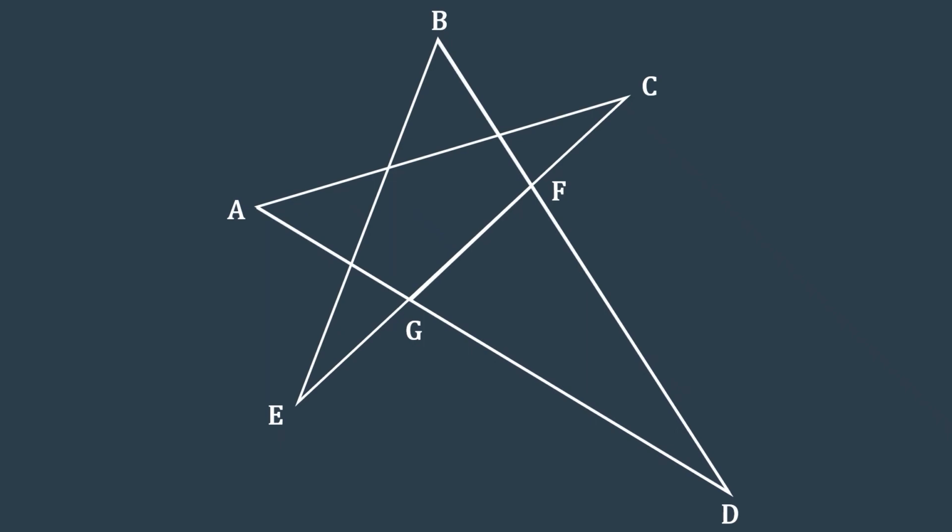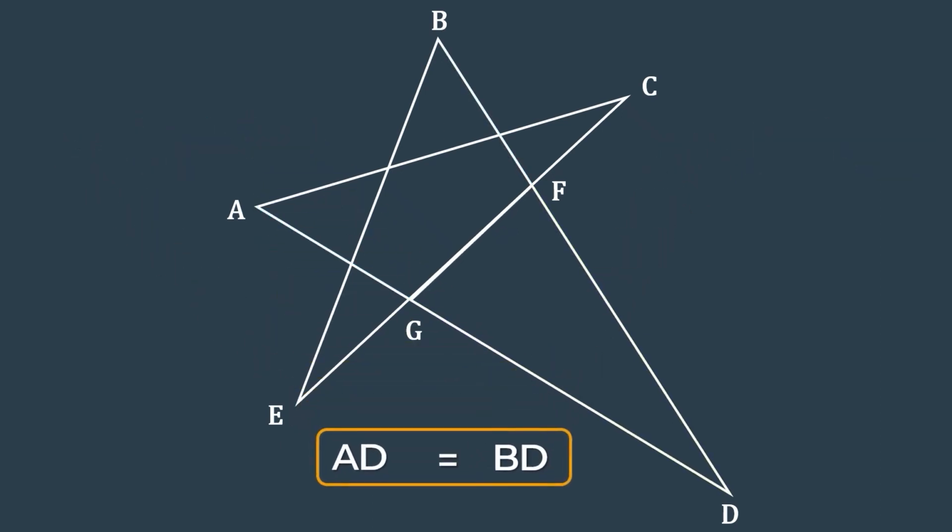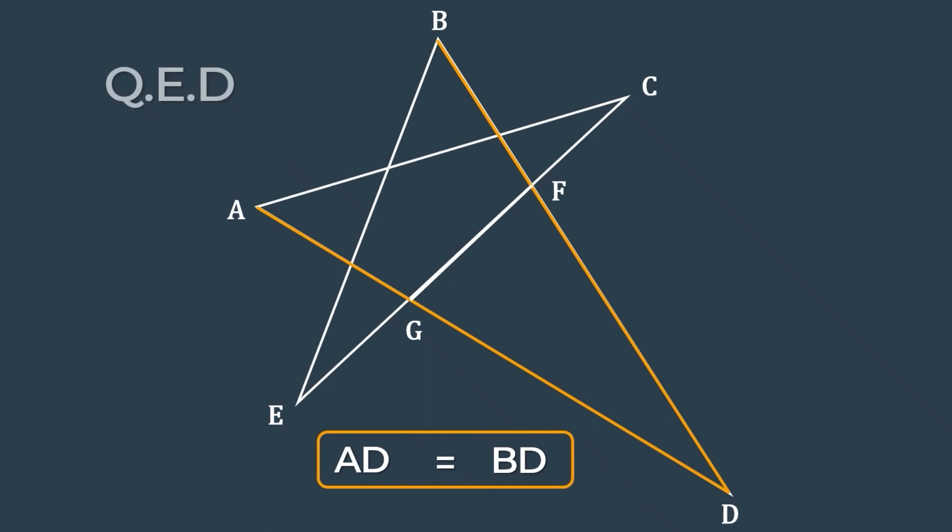Now for the grand final. Segment AD is made of AG plus GD. Segment BD is made of BF plus FD. We've proven that AG equals BF and that GD equals FD. Therefore, adding them together, AD must equal BD, and our proof is complete. That which was to be demonstrated, the hidden symmetry of the star, has been revealed.